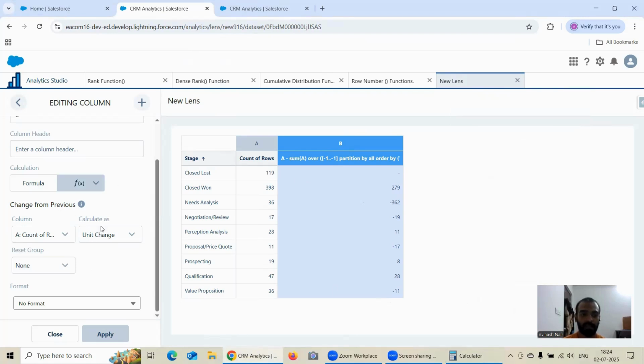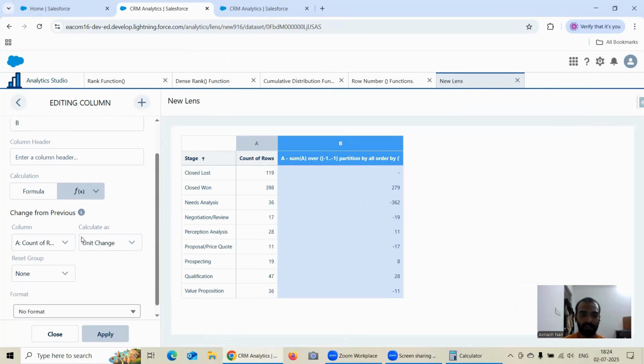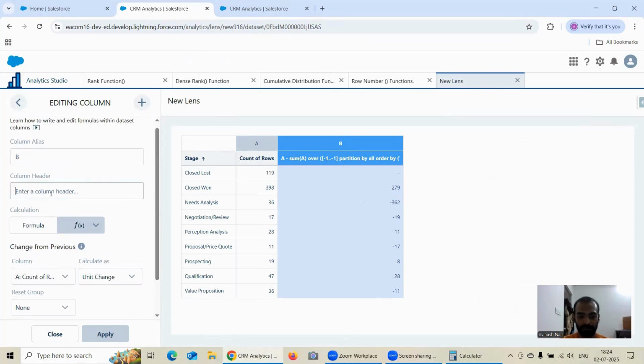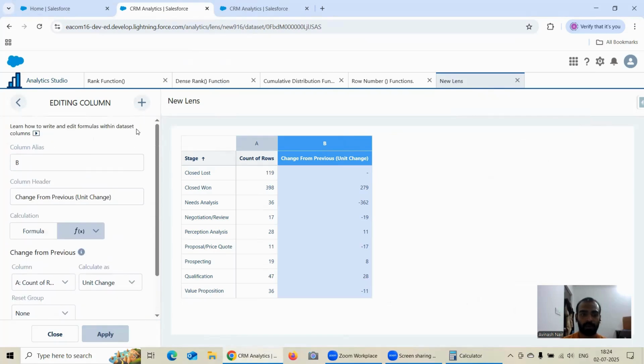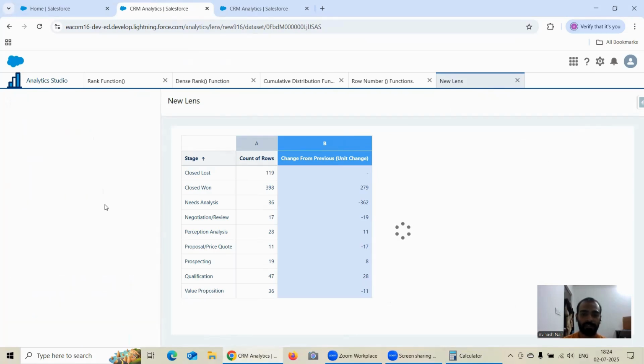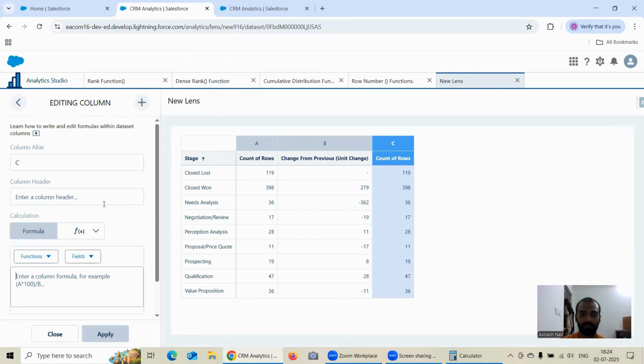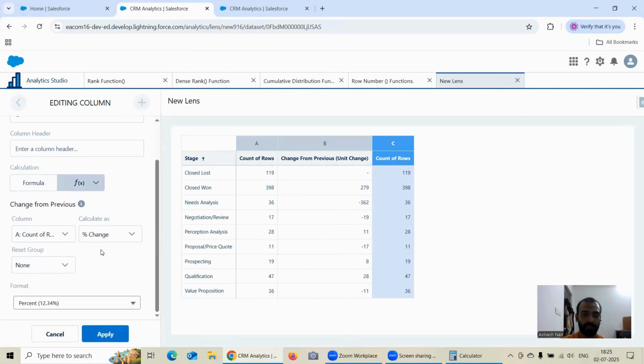Similarly, there are two ways to calculate. One is unit change, one is percentage change. So I calculated the unit change. Maybe I can write here change from previous unit change. Now similarly, we will have change from previous as a percentage of change. Again, you go for this one and you go for percentage of change, and you just click on apply.